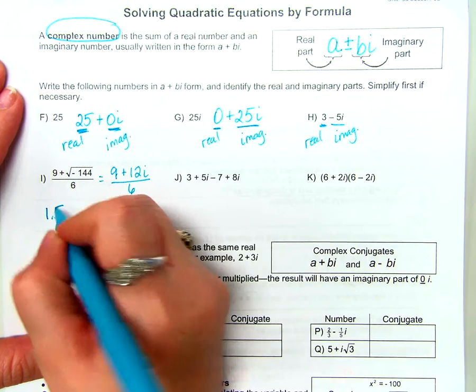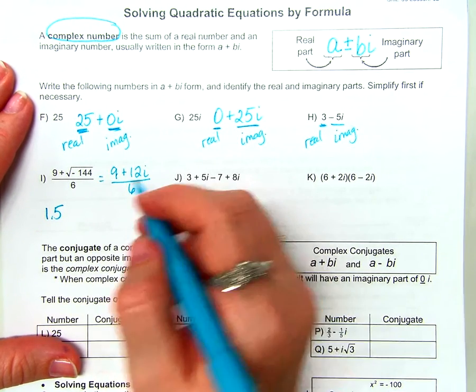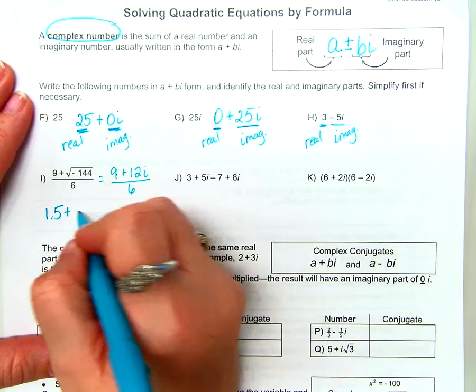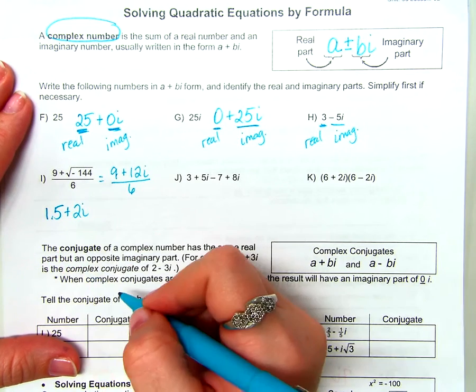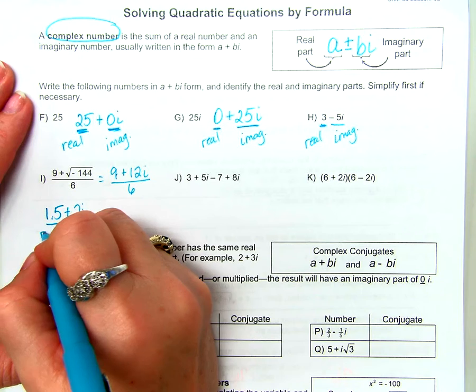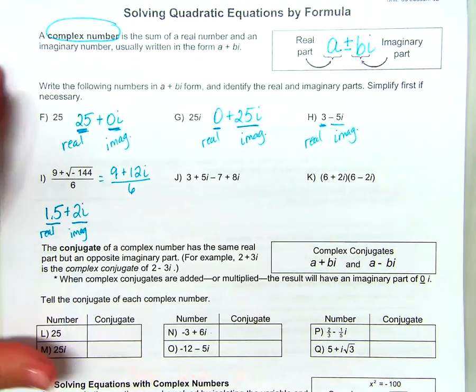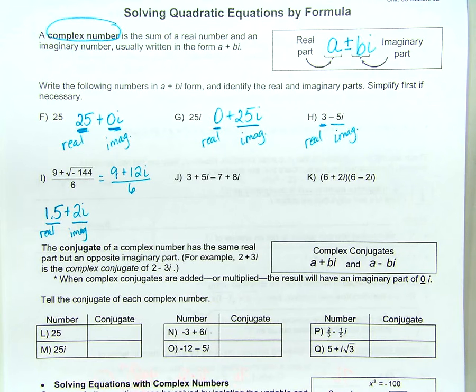It's 1.5. Good. What is 12i divided by 6? 2i. Which is the real part? 1.5. What's the imaginary part? Good. So that's one way to actually do the division, right? Can you think of another way we might do this?